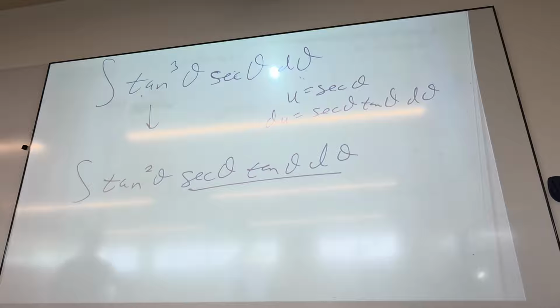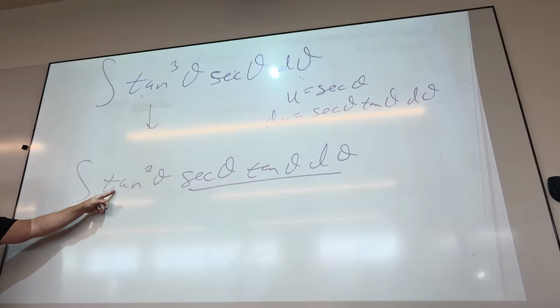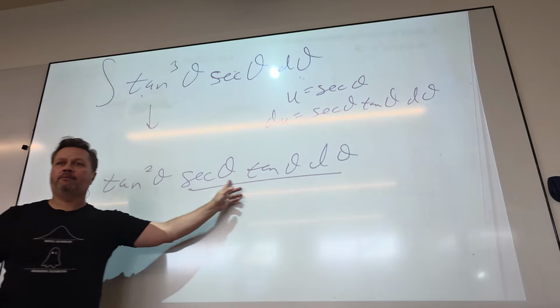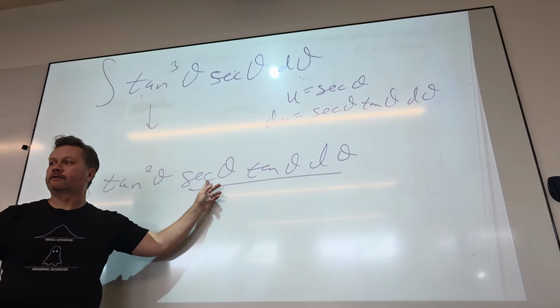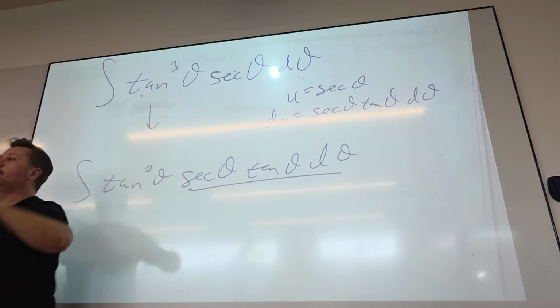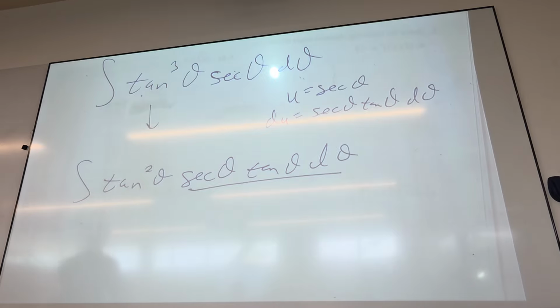Anybody? If I'm going to let u equal tangent, then this would just be u squared. What is this? Why did I put all this stuff together? This is du. I have to take care of tangent squared, meaning I have to replace the theta expression in terms of u. But u is secant. Why is that not an issue? How do I rewrite tangent squared? Secant squared minus 1. Secant squared theta minus 1.